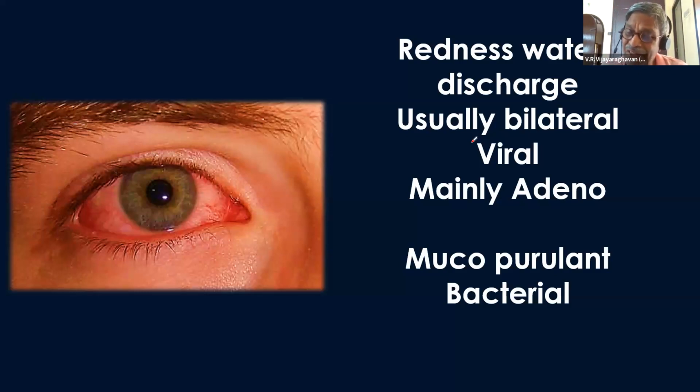Suppose the same discharge is not watery. It has got some mucus associated with pus, mucopurulent. You have to think about bacteria. Never forget, these are the classical questions. Understand now? Based on discharge, you can tell the most probable etiology.